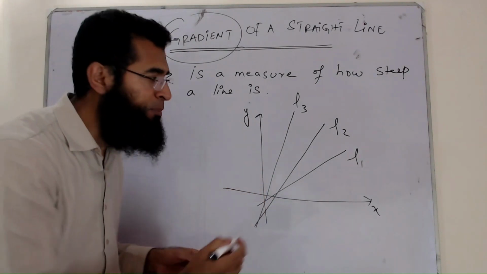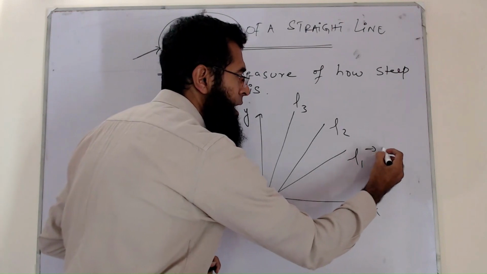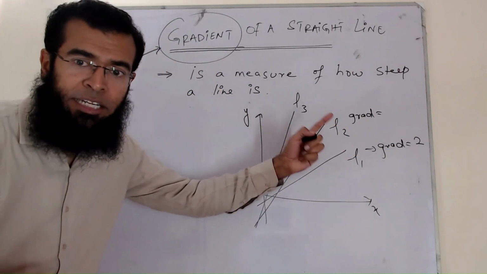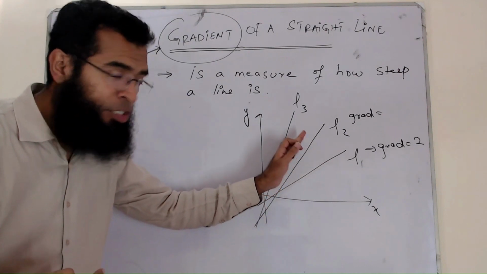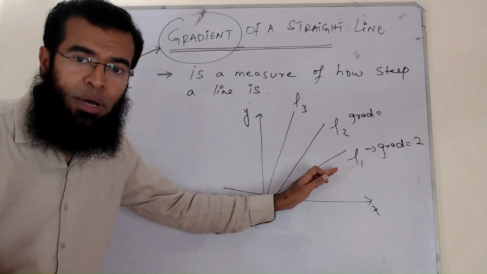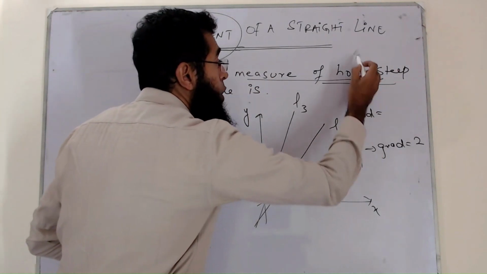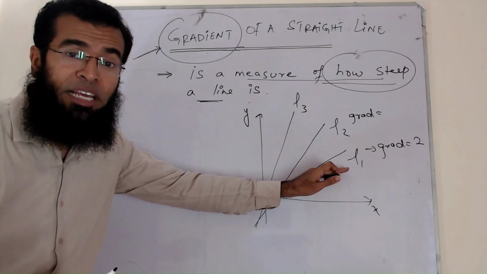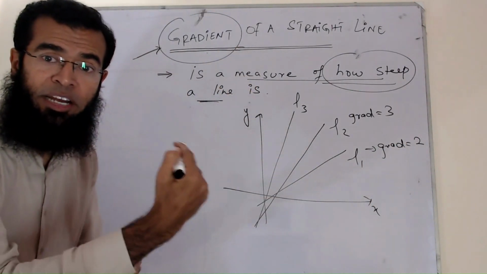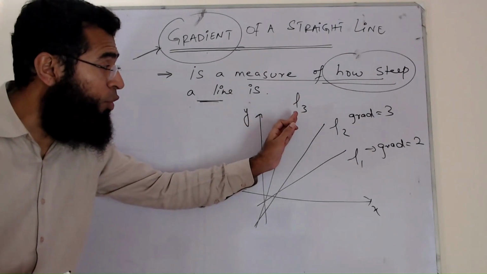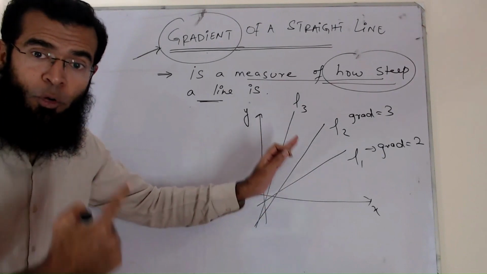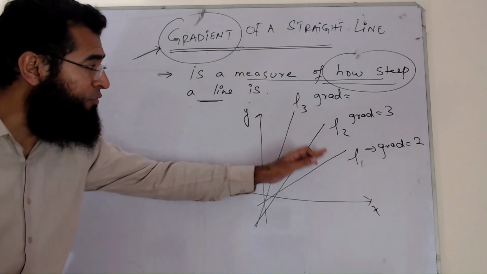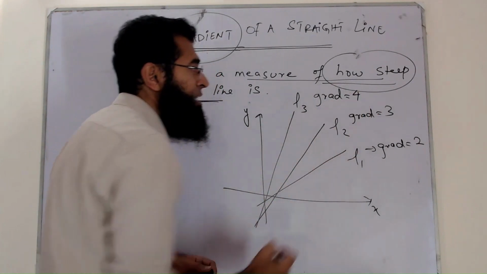So I'm just giving an example. The gradient of line L1 is, for example, 2. And the gradient of line L2 has to be greater than 2, because line L2 has a greater slope, right? It is steeper than line L1. Because the gradient is a measure of how steep a line is, we are just checking how steep a line is. So the gradient has to be greater than that of L1. Let's say it's 3. Line L3 is the steepest of all the lines, so the gradient of line L3 will be the greatest of the three lines. Let's say it has a gradient of 4, right?